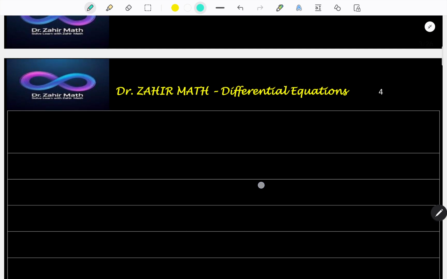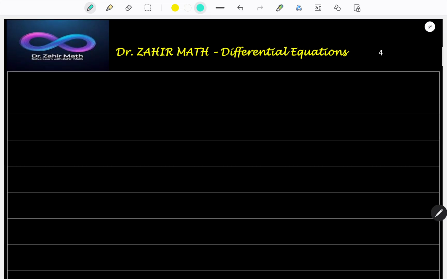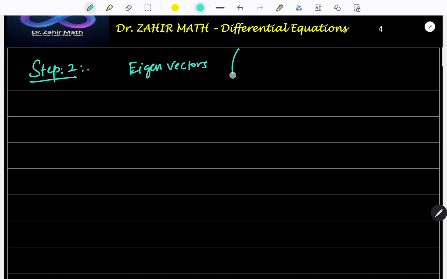Okay. Now we are going to find eigenvectors. Step number 2, we are going to find eigenvectors. Eigenvectors are given by the formula: matrix A minus lambda I times x is equal to 0. Let me explain this. After that, you can forget this idea and go with a shortcut.